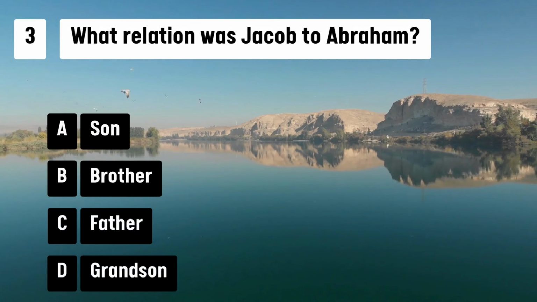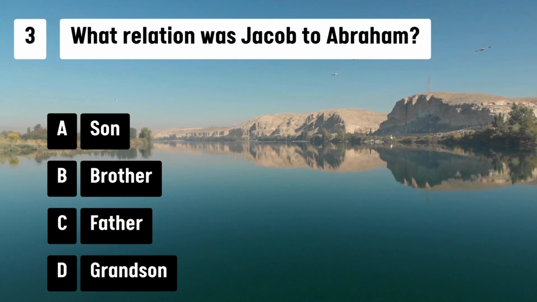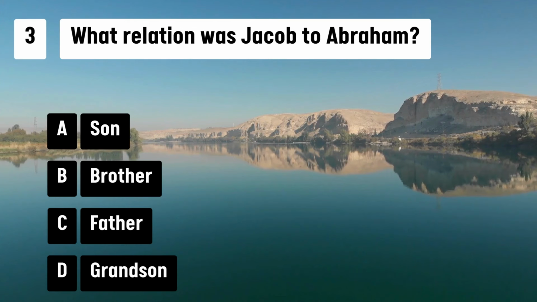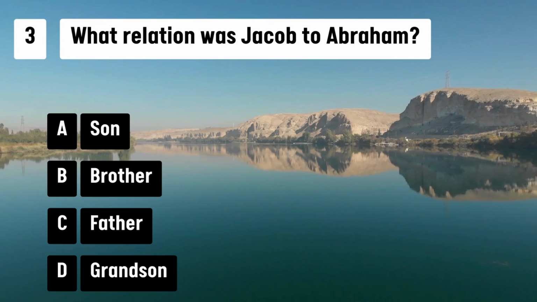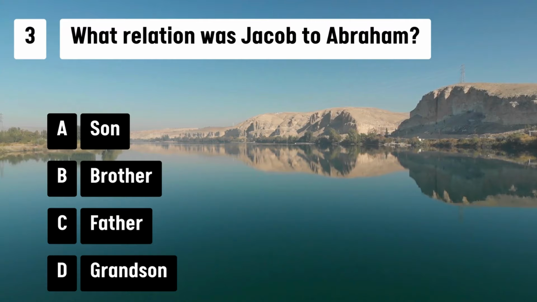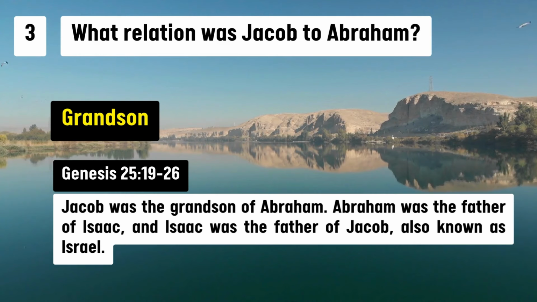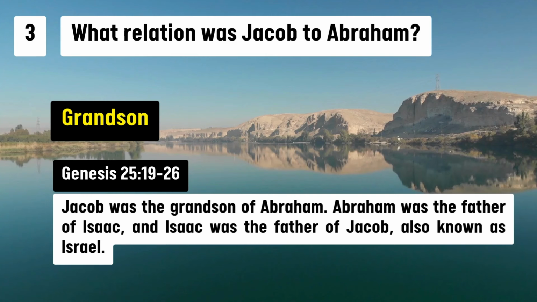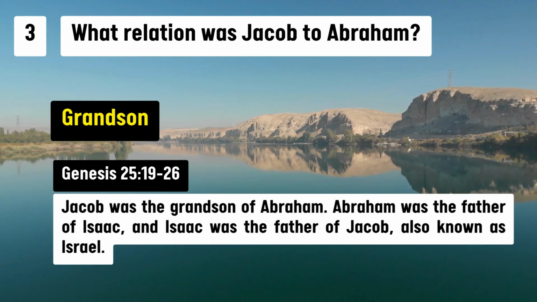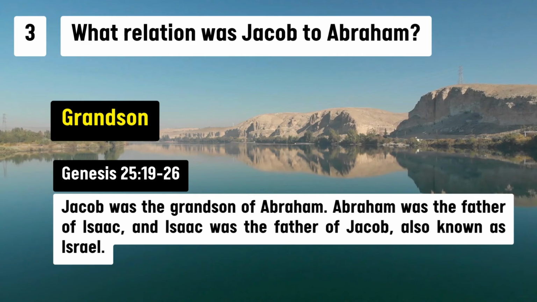Question 3. What relation was Jacob to Abraham? Son, brother, father, grandson. The answer is grandson. Genesis chapter 25, verses 19 to 26. Jacob was the grandson of Abraham. Abraham was the father of Isaac, and Isaac was the father of Jacob, also known as Israel.